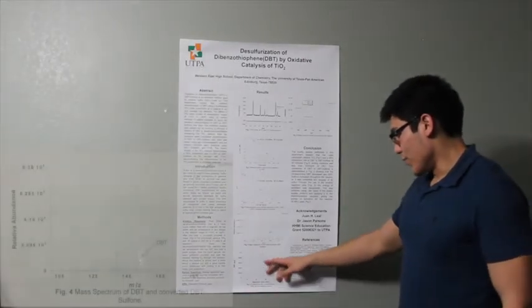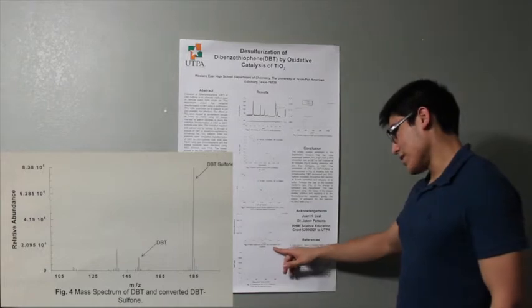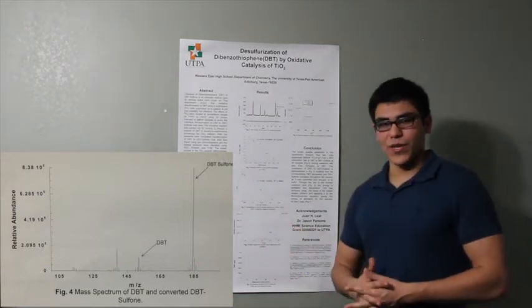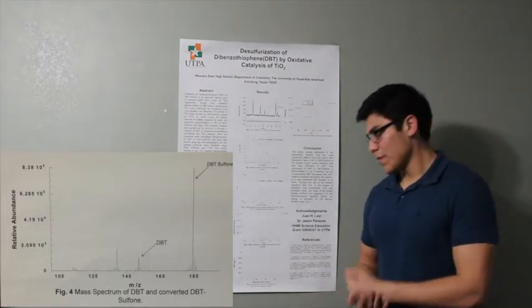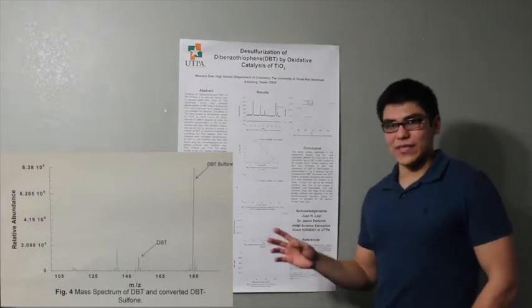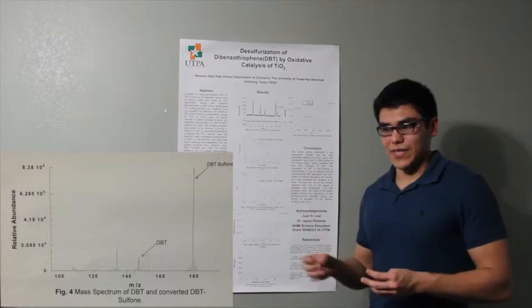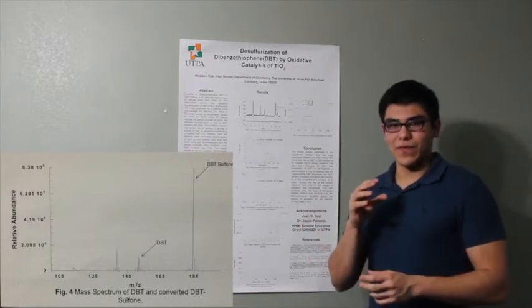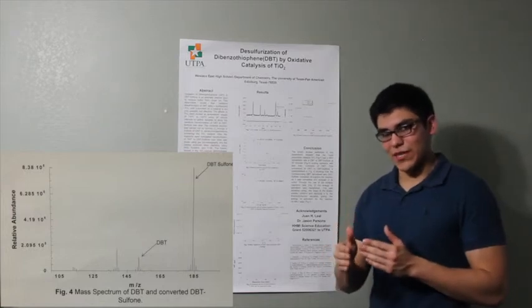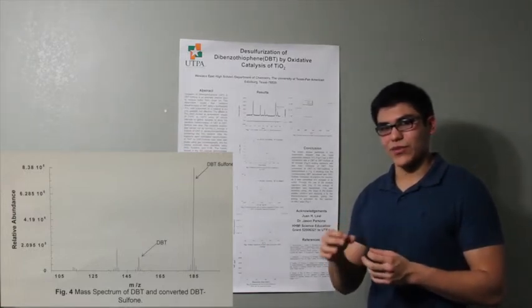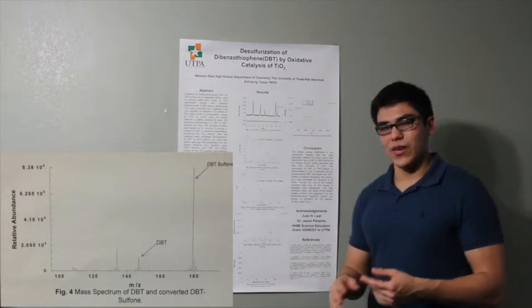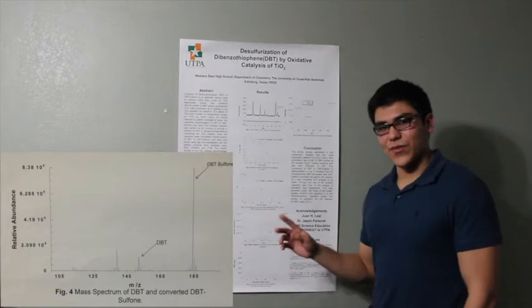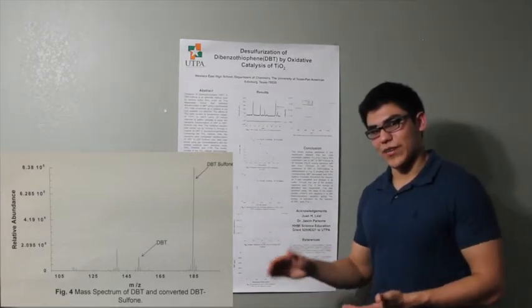Now, figure 4, mass spectrum of DBT and converted DBT sulfone. Now, this graph was made through GCMS, gas chromatography spectrum. What that does is it gets your DBT and it heats it up and it makes it into a gas. And you figure out how much mass in percentage is your carbon, your sulfur, and through that you identify the compounds. So you have DBT and DBT sulfone. And this is at the end of the reaction. This is after the reaction was completed, after the 90 minutes.